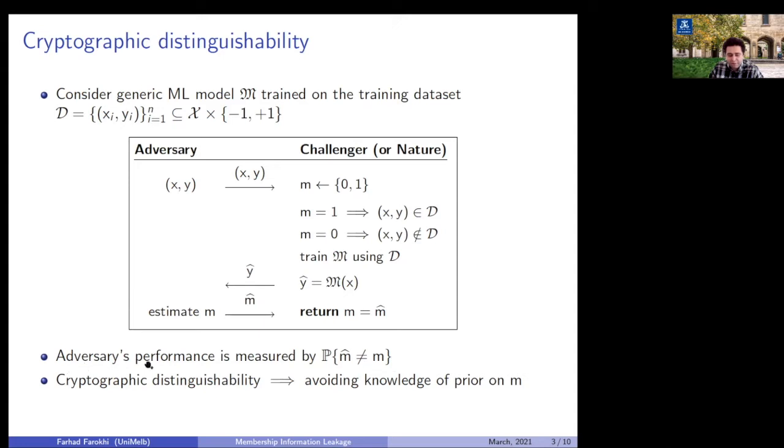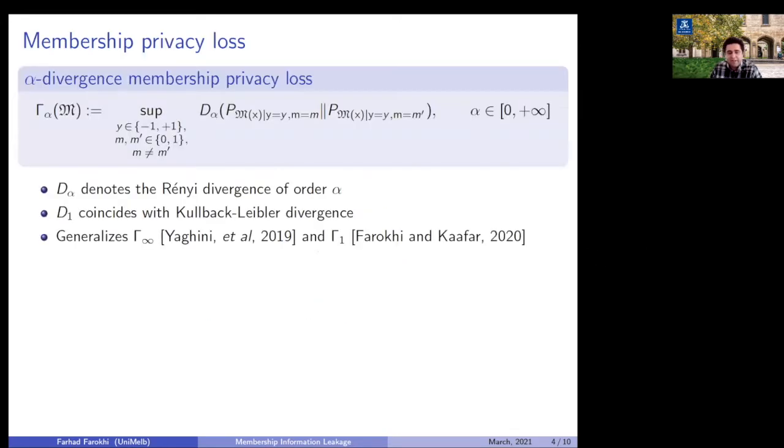We go for this cryptographic distinguishability framework particularly to avoid needing knowledge of the prior on M. If you didn't have this framework, then nature would take over the challenger's role, and the flip of a coin would be nature's way of deciding whether this X and Y is part of the training data set or not. Everything would be the same as in this framework, except that you have to deal with the priors on M, and that would make the job a bit more complex. So that's why we are not going for that framework. But whatever I'm saying here would still work in that framework as well, with some constants being different.